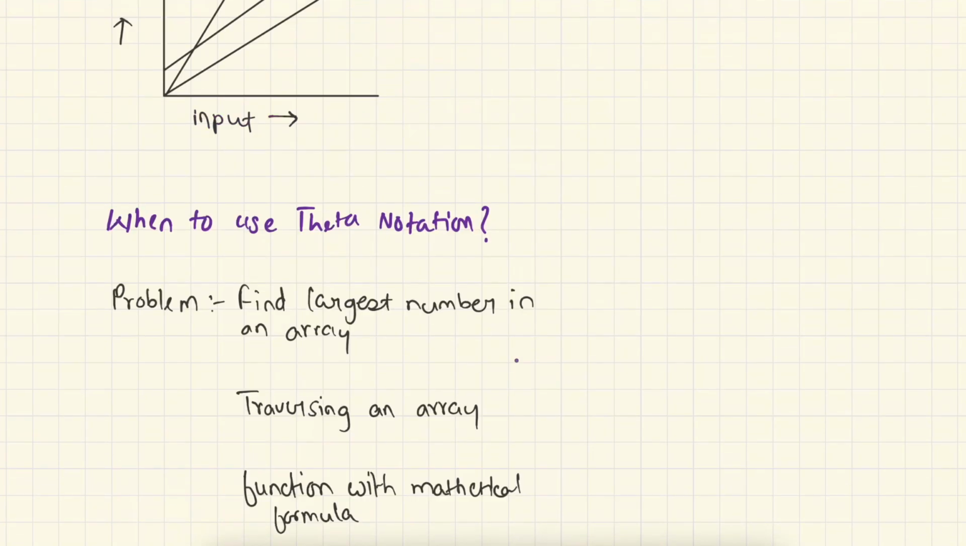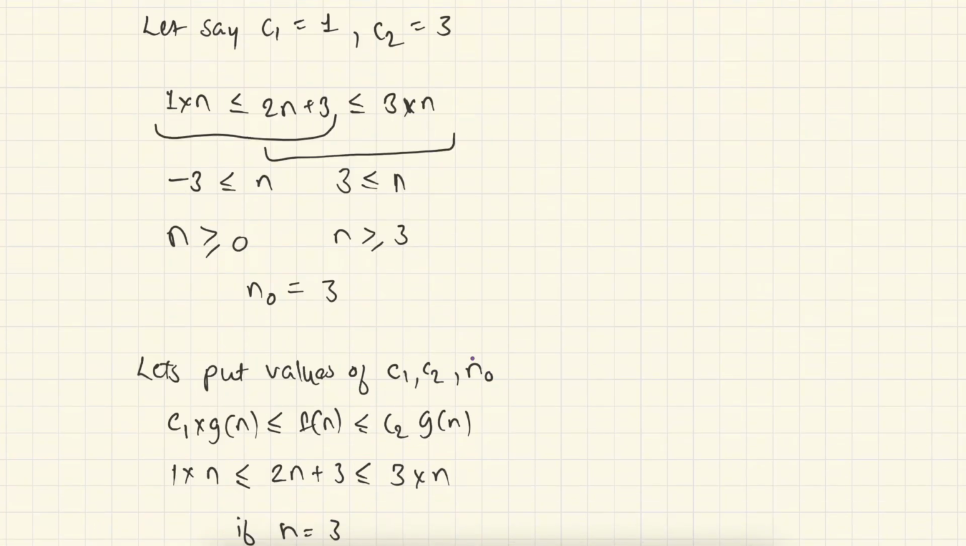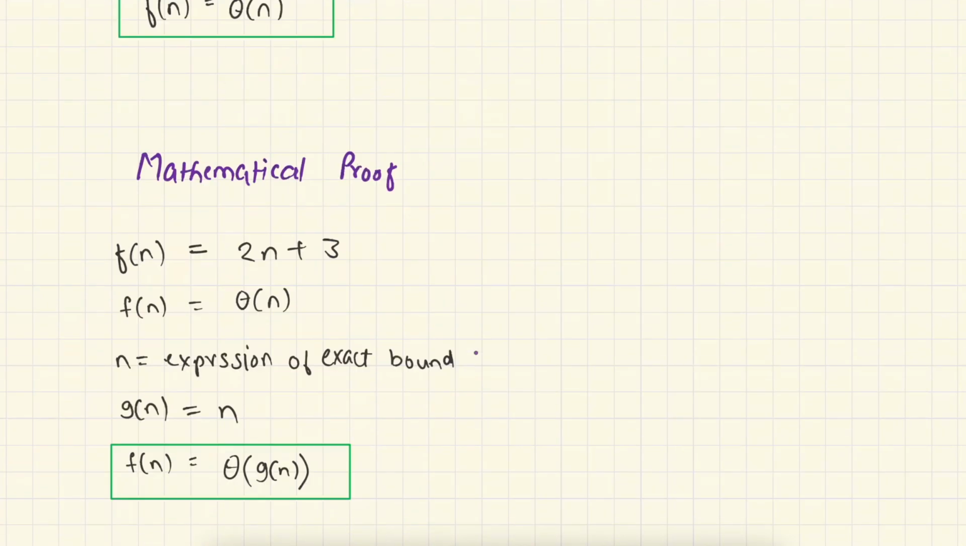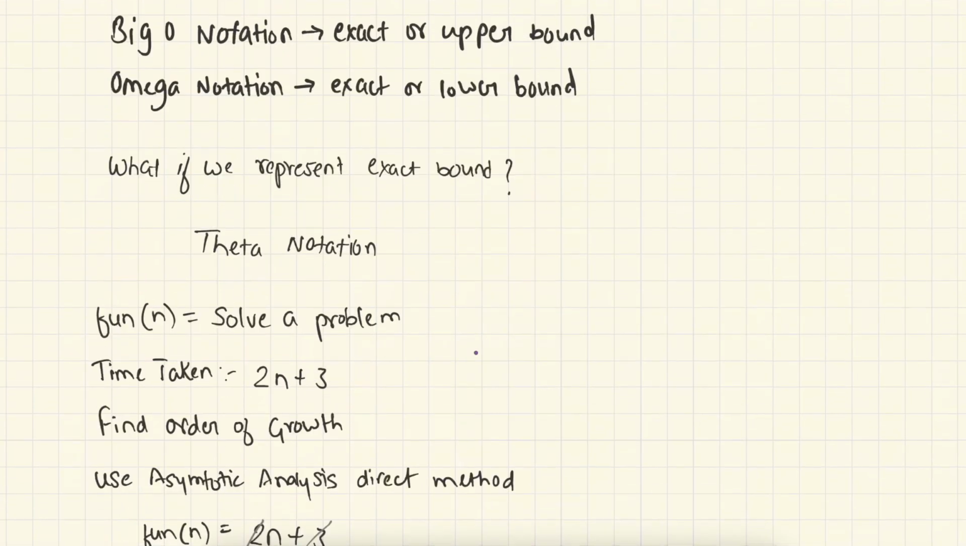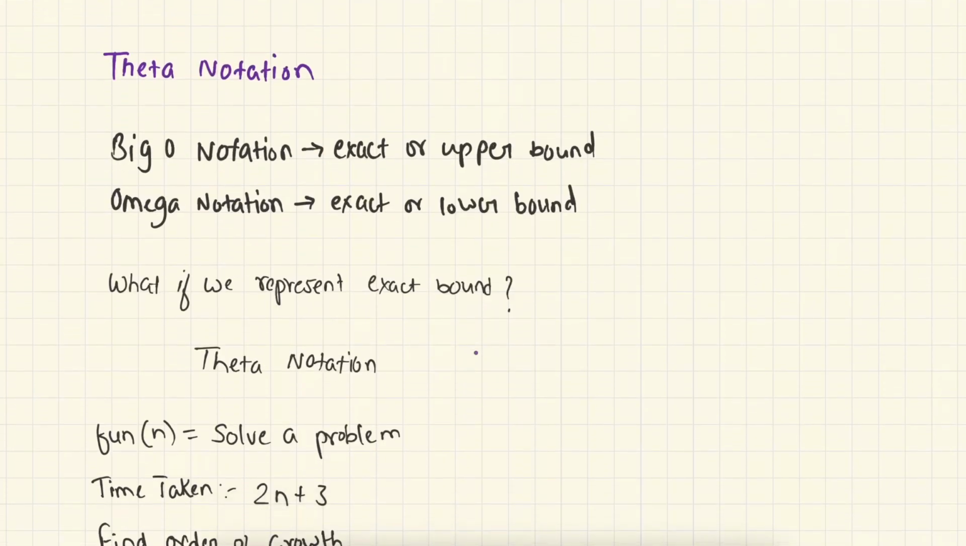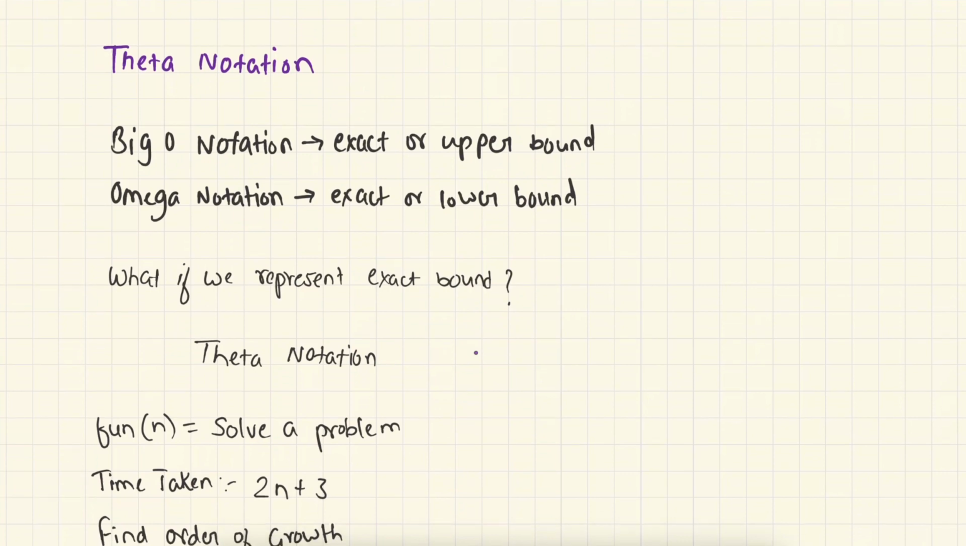So ultimately we have covered all the 3 notations, and if you have not watched our previous videos, I highly recommend watching those videos to understand big O notation, omega notation and theta notation. Let me recap once again. What we have learned so far is that if you know the exact bound of any function, then you can use theta notation. If you know the exact or upper bound, then you can easily use big O notation.